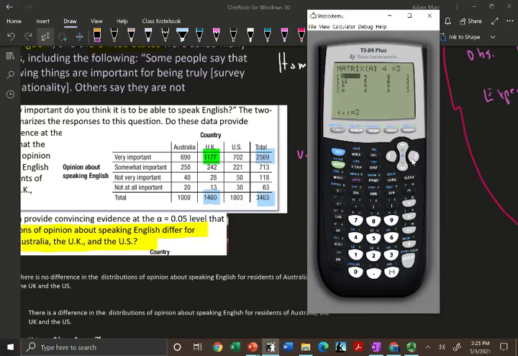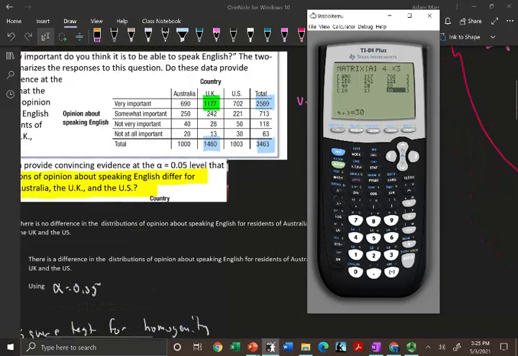Sorry, so I put everything in here, right? I would put 690. Okay, then 1177, 702, and then 250, 242, 221, 40, 28, 50, 20, 13, and 30. All right, then double check that you have everything accurately, right? Just move it right next to it. Looks good now, I believe. Okay, remember, don't ever put the totals in.